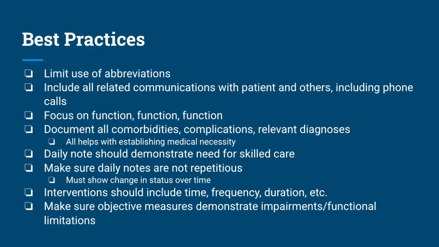So you want to make sure you include any relevant information that might help justify medical necessity or affect the patient's progress. You want to focus on function, function, function. You really want to show what the functional deficits are and what progress in function that you're making. You want to document all comorbidities, complications, and relevant diagnoses, again, just to establish the general picture of the patient and to show the need for your intervention or to show why they might not be progressing as quickly as you would expect.